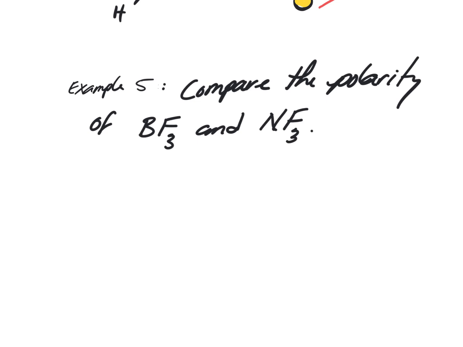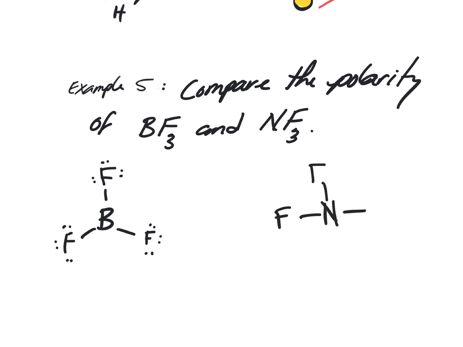First thing that we need are Lewis dot structures. Now remember, boron is an exception to our octet rule. So this would be the Lewis dot structure for boron trifluoride. And this is going to be the Lewis dot structure for nitrogen trifluoride.